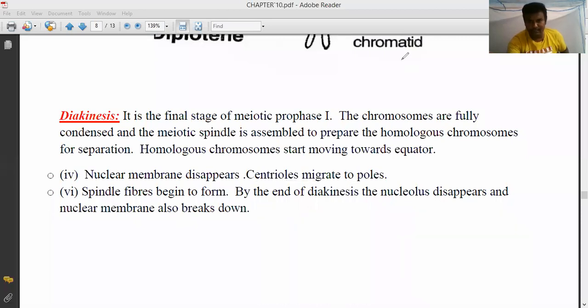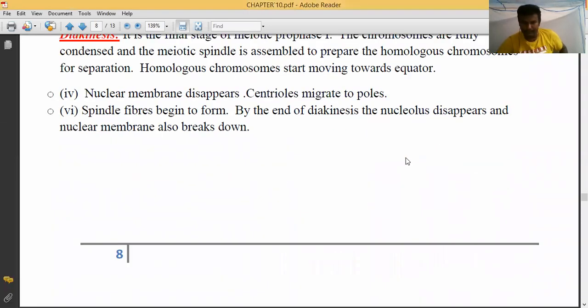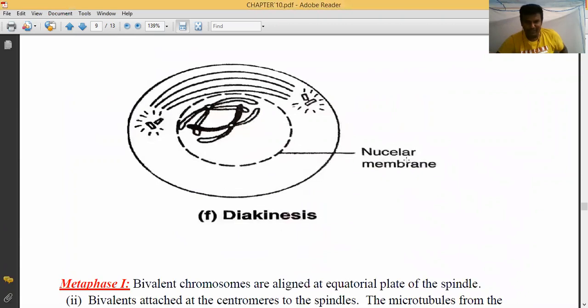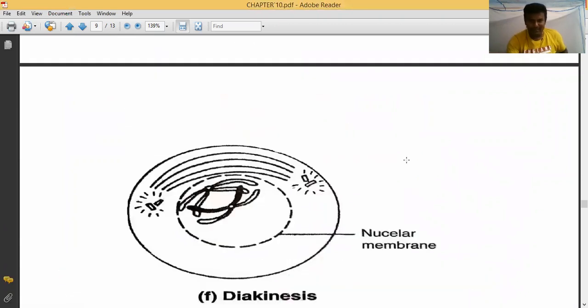These are all the changes that take place. See, slowly what happens here: homologous chromosomes start pairing. Next, those homologous chromosomes move towards the center. Okay, this is what we are discussing, diakinesis.